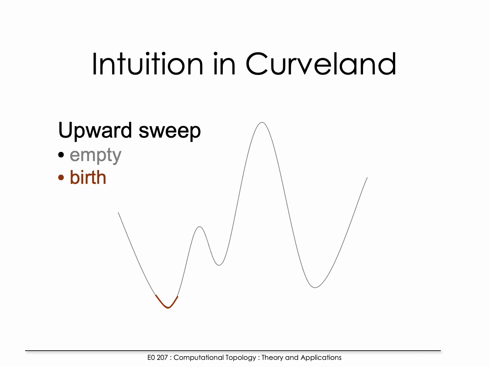I continue increasing the function value and sweep upwards until I hit the second minimum. This corresponds to a second birth event. I color code this to indicate which component is born. So you have two components as of now that are alive. When I hit the third minimum, a third component is born.